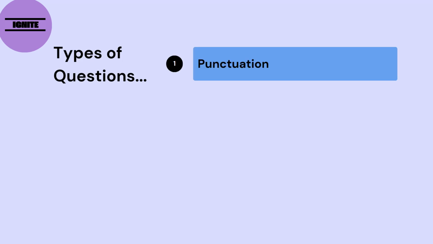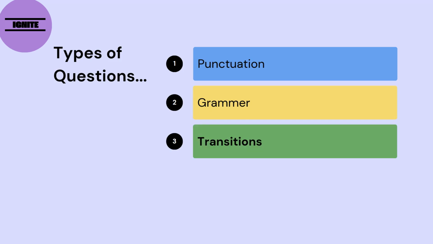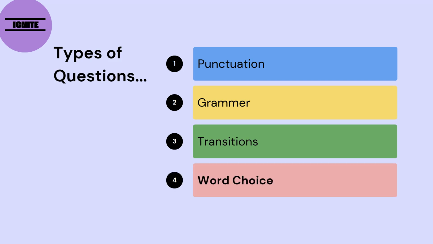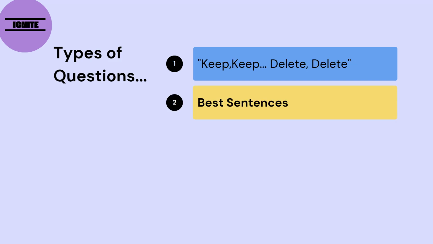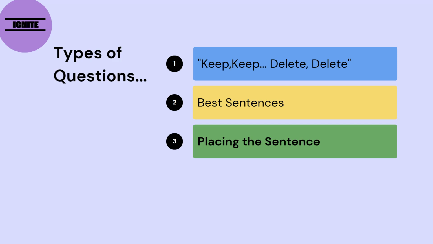Now, the first one will be punctuation questions. The next will be more specific grammar questions. Then we're going to have transitions or transition questions. Then we're going to have word choice questions. Then we're going to have a question I like to call keep, delete, delete. And we're going to show some examples of these. Then we're going to have the best sentence questions. And finally, we have placing the sentence questions.